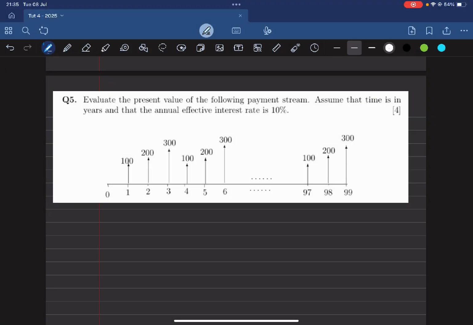Okay, let's have a look at question 5. Question 5 says evaluate the present value of the following payment stream. Assume that time is in years and that the annual effective interest rate is 10%.